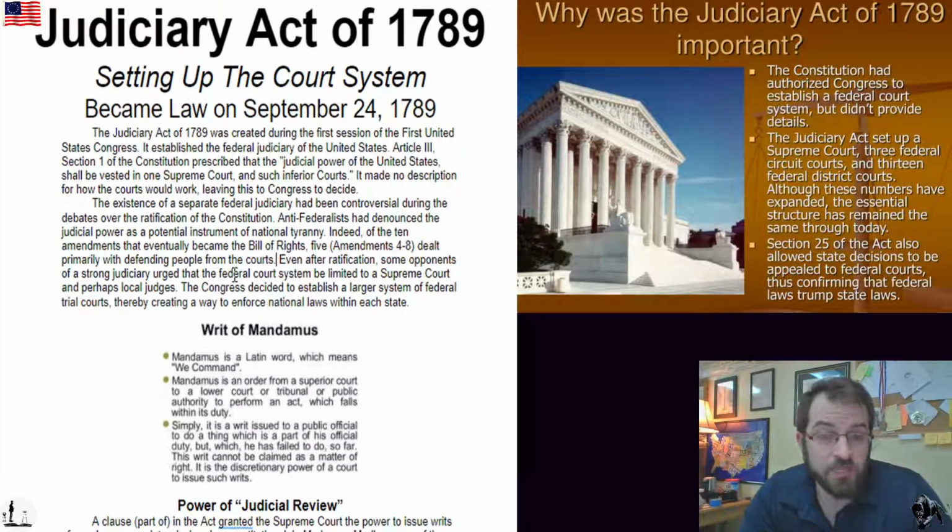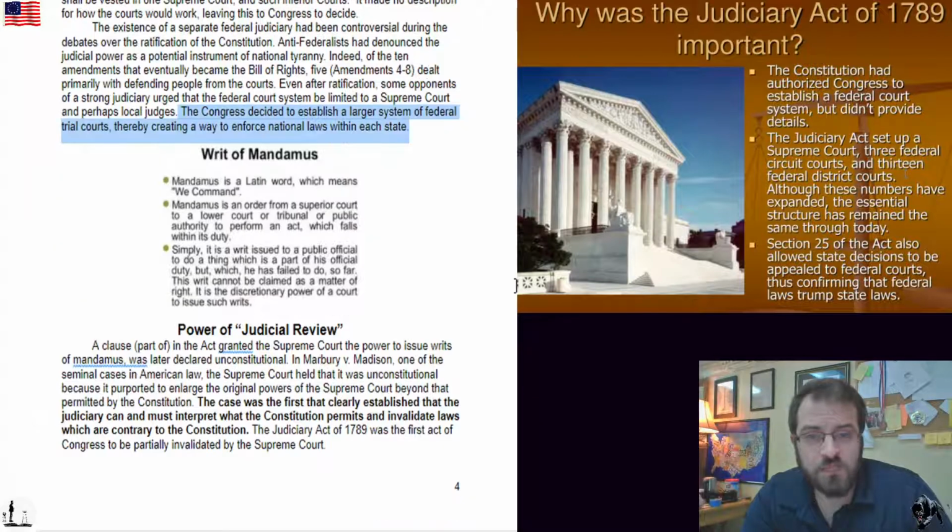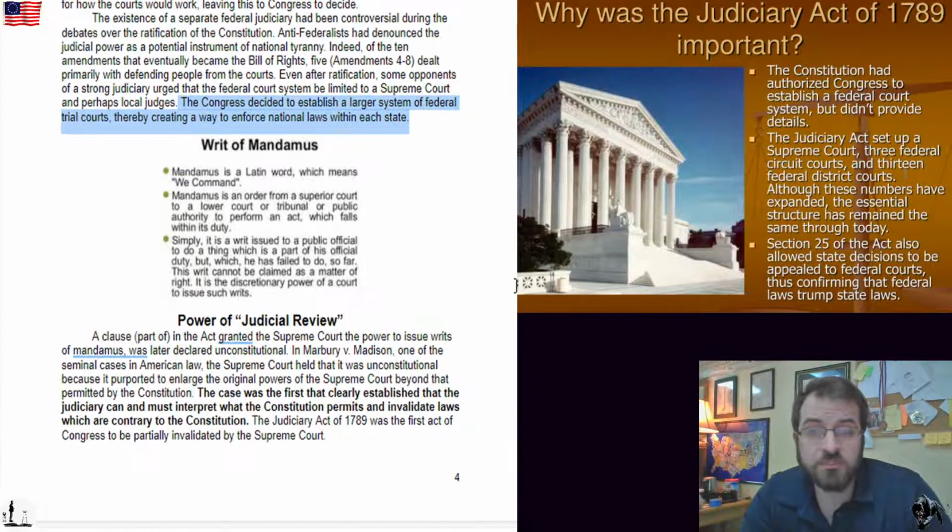Even after ratification, some opponents of a strong judiciary urged that the federal court system be limited to a Supreme Court and perhaps local judges. The Congress decided to establish a larger system of federal trial courts, thereby creating a way to enforce national laws within each state.